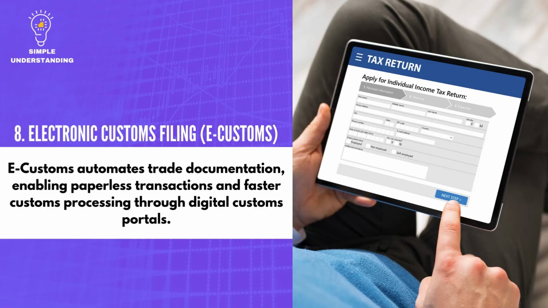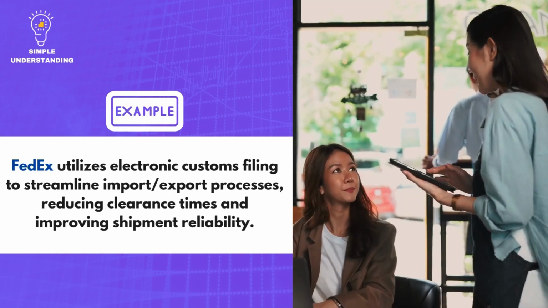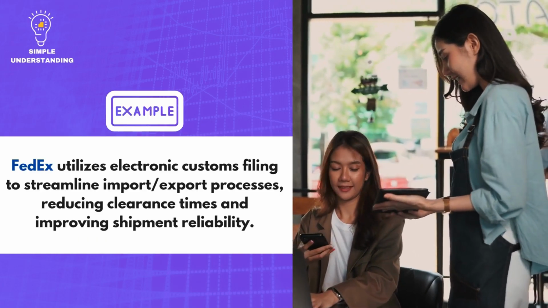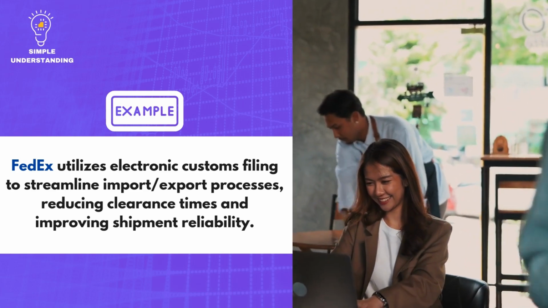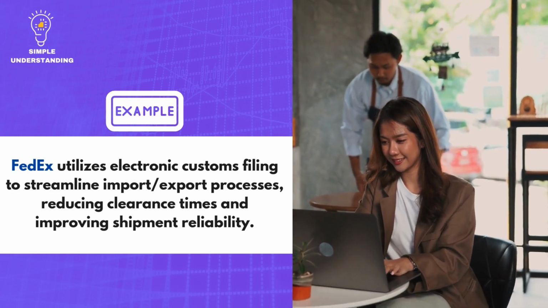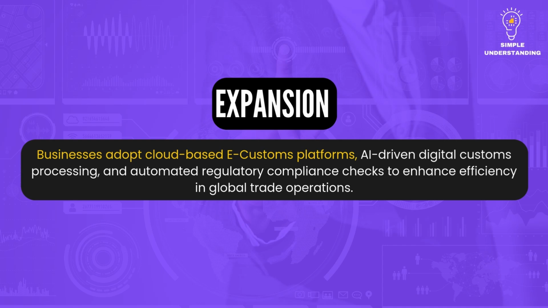8. Electronic customs filing, e-customs. Explanation. E-customs automates trade documentation, enabling paperless transactions and faster customs processing through digital customs portals. Real company example. FedEx utilizes electronic customs filing to streamline import-export processes, reducing clearance times and improving shipment reliability. Expansion. Businesses adopt cloud-based e-customs platforms, AI-driven digital customs processing, and automated regulatory compliance checks to enhance efficiency in global trade operations.